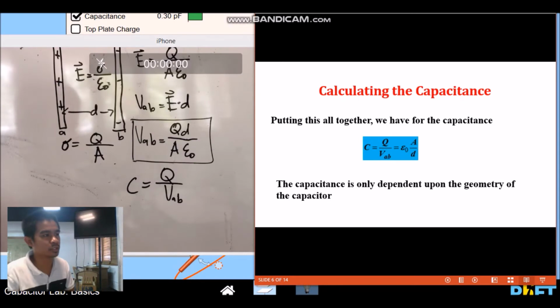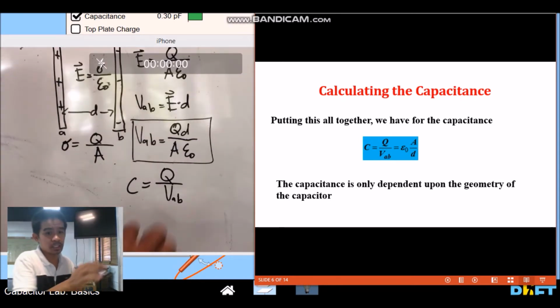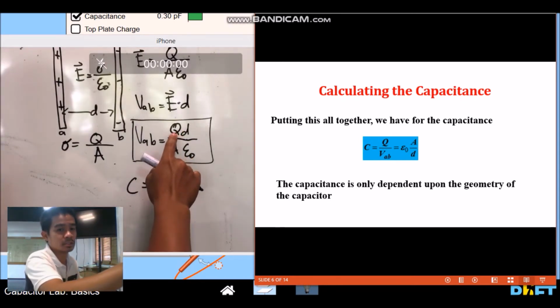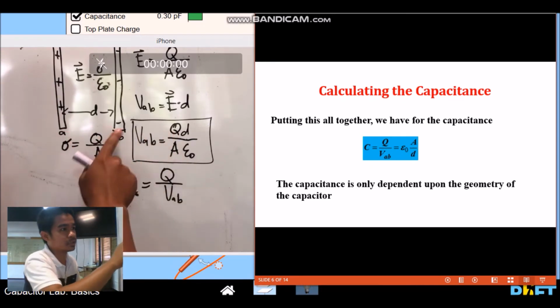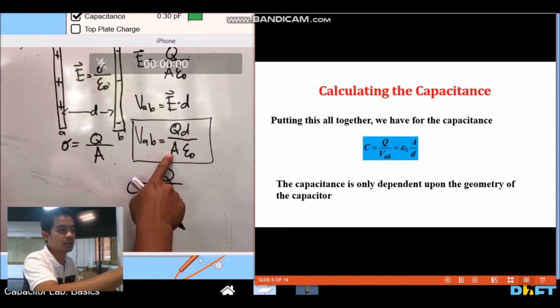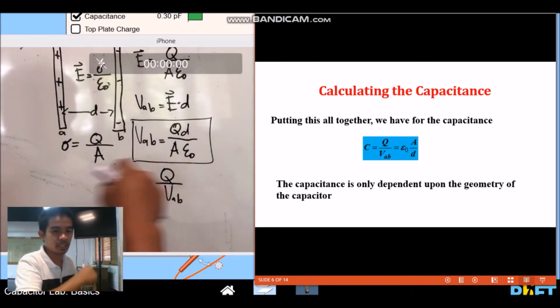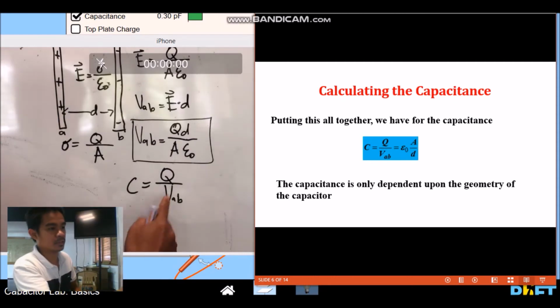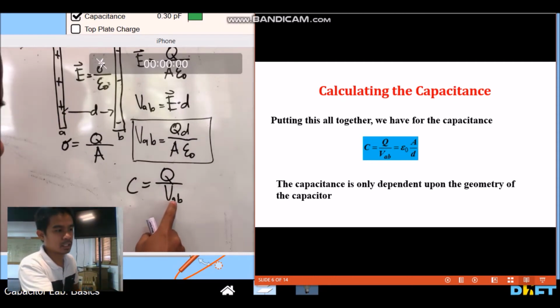And we know the voltage difference between two plates is this one: the charge of either of these two plates times the distance between these two plates, and then over the area of one of the plates over permittivity of free space. So I will replace the voltage difference by this.